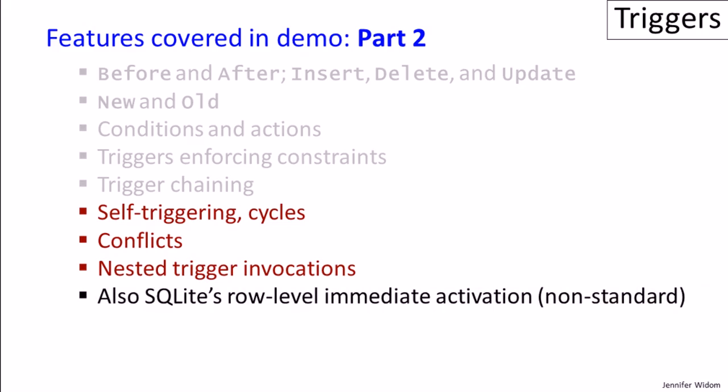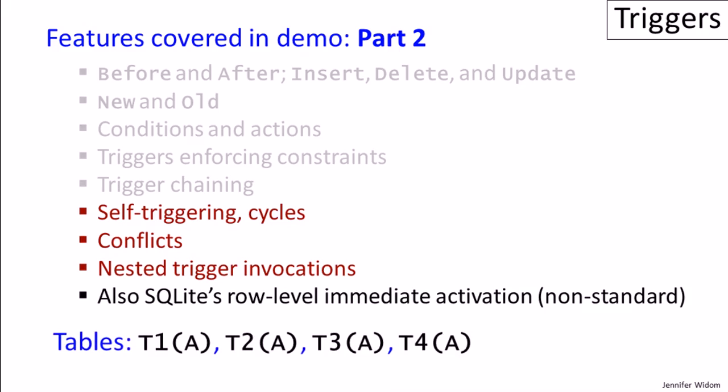It's a bit subtle, but let me review it. In the SQL standard, all triggers are activated at the end of the commands, even if they modify multiple rows. Whereas in SQLite and also in MySQL, triggers are activated immediately after each row-level modification. The tables that we'll use for this demo are very simple because we want to focus specifically on trigger behavior, so we'll just be using 4 tables, each with a single attribute. Let's go to the demo.